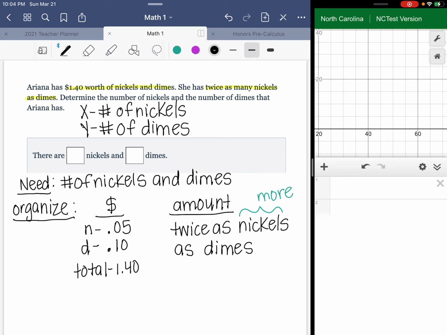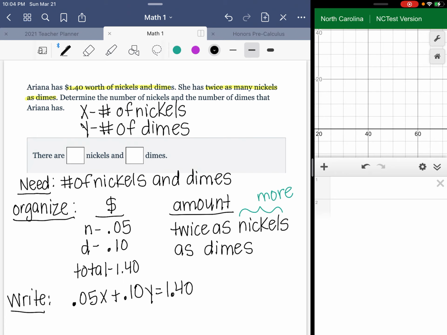So we're going to write the actual equation for the amount. So we have 0.05 for X, because that's how much a nickel is worth. Then we have 0.10 Y. And then we have 1.40.